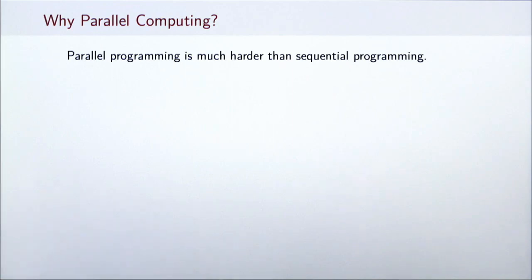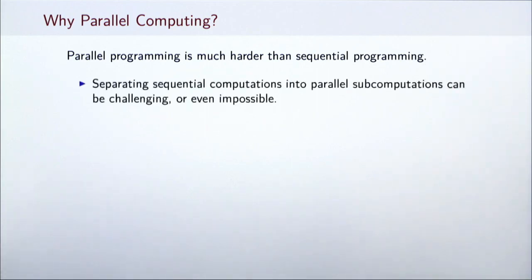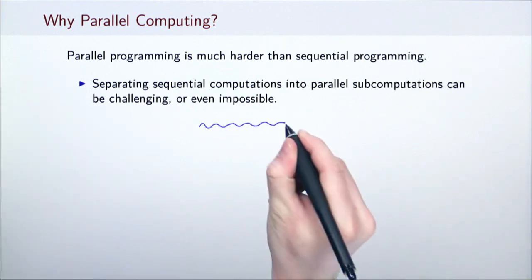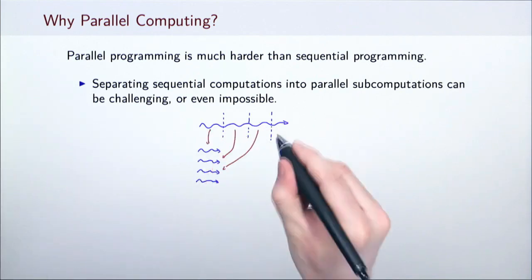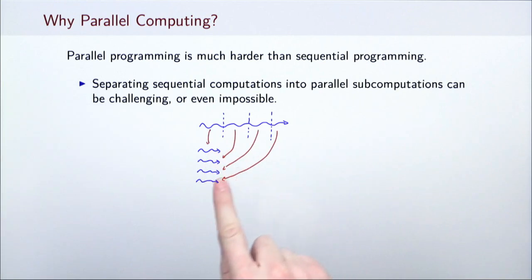As you will learn in this course, parallel programming is much harder than sequential programming. There are several reasons for this. First, separating one sequential computation into parallel subcomputations is a challenging mental task for the programmer, and is sometimes not even possible. Usually, this means identifying independent parts of the program and executing them at the same time. However, some problems cannot be divided as shown in this figure.